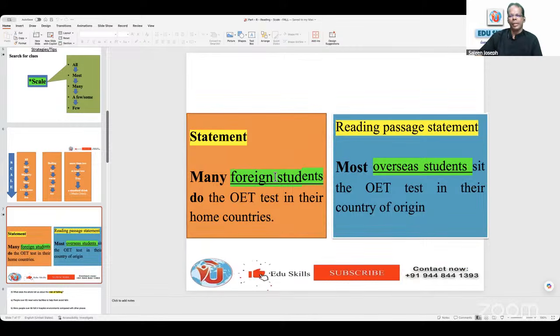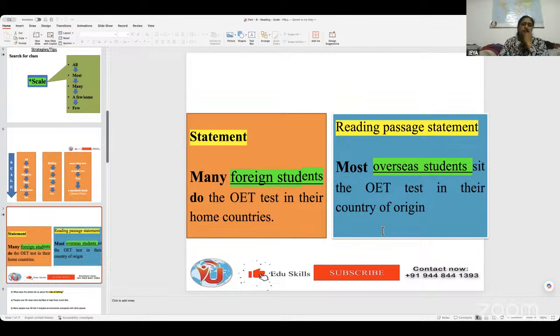This one we have seen. Many foreign students do the OET test in their home countries. Most overseas students sit the OET test in their country of origin. Are they the same? No, Father. Many, this most. Many is not most, right? That is the crux of our competitive exams.